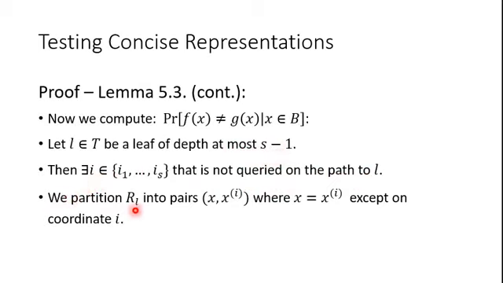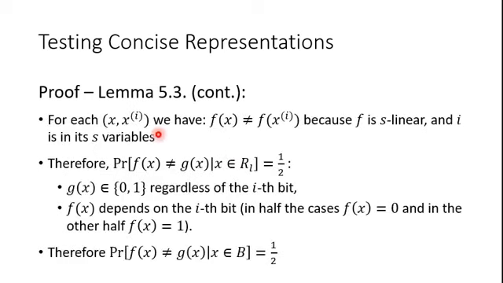So what we can do is partition R_L into pairs x and x^i. And what is x^i? x^i is basically like x, except on coordinate i. So they just differ on the coordinate i. If one is 0, the other is 1, and vice versa. So for each of these pairs, what do we have? We have that f(x) does not equal f(x^i). And why is that? Because we know that f is s-linear, and i is in its meaningful s variables. So if they differ on the ith bit, it can't be that they are equal.